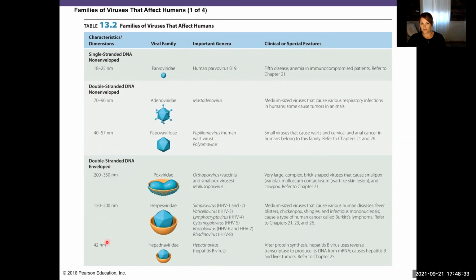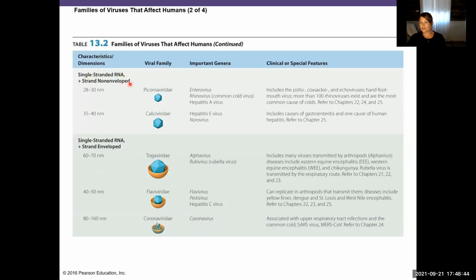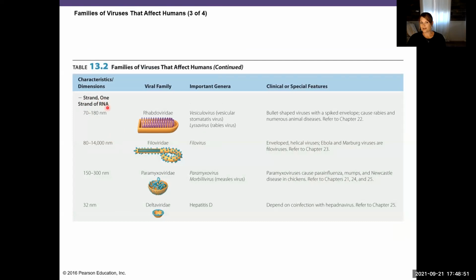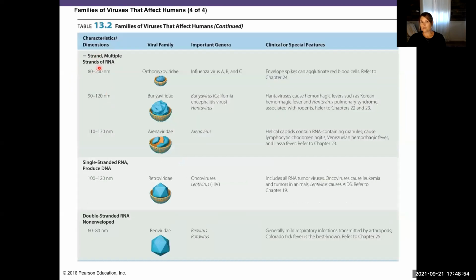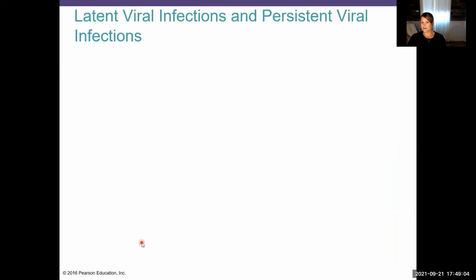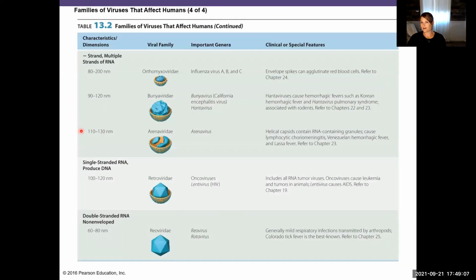I just want you to see how all the different viruses are categorized, and you can see their various sizes, all of them in the nanometer ranges, right? Really small. Here's single-stranded RNA plus strand non-enveloped, single-stranded RNA plus strand enveloped, right? Antisense, 1 strand of RNA. Antisense, multiple strands of RNA. Single-stranded RNA produce DNA, these are the retroviruses, or double-stranded RNA non-enveloped. Okay, crazy, right? All kinds of categories, you guys, of different viruses. And you can look through here and see where your favorite virus falls.